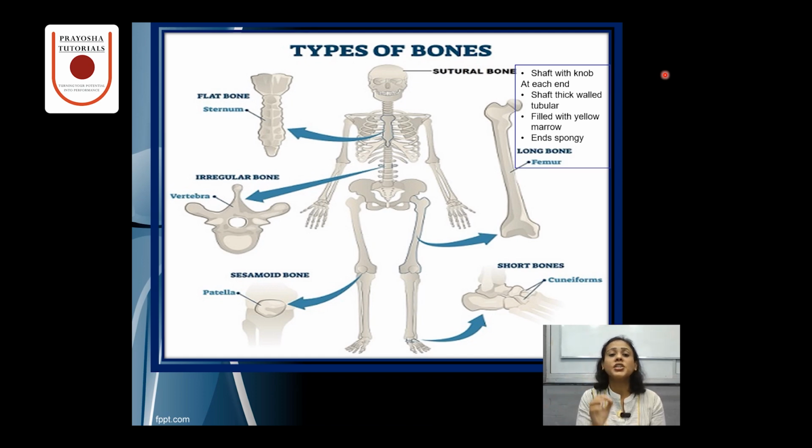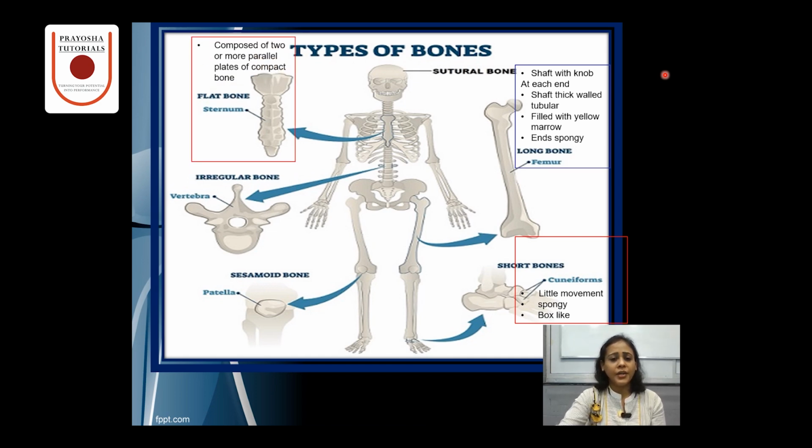It is the strongest bone of your body, and the strongest muscle is also connected to the femur. Now coming to the second type, short bones. Now example for them is your carpals and the tarsals. So there we have the short bones present which show little movement. They are spongy and box-like in shape.